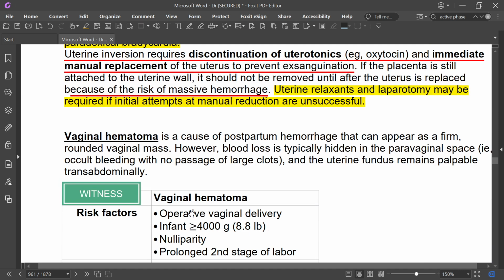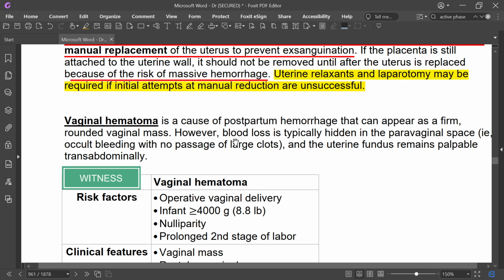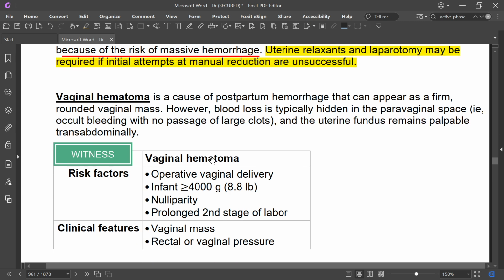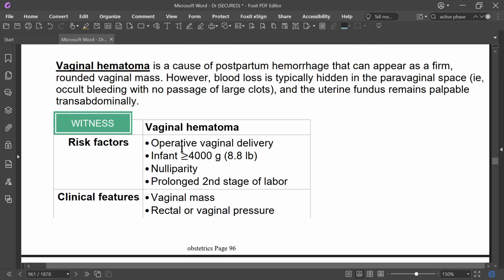Then vaginal hematoma. It is a cause of postpartum hemorrhage that can appear as a firm, rounded vaginal mass. However, blood loss is typically hidden in the paravaginal space. Occult bleeding with no passage of large clots, and the uterine fundus remains palpable.